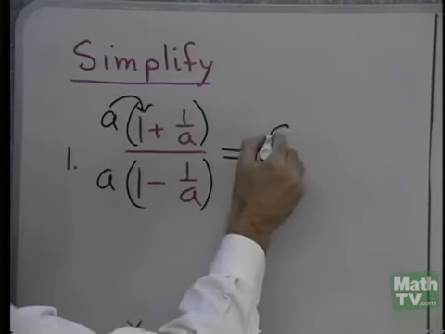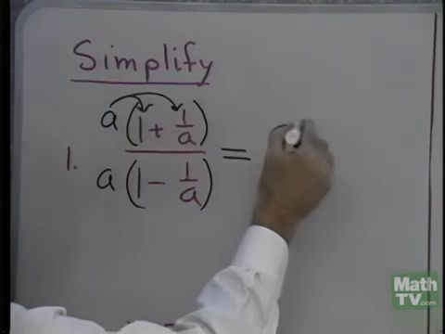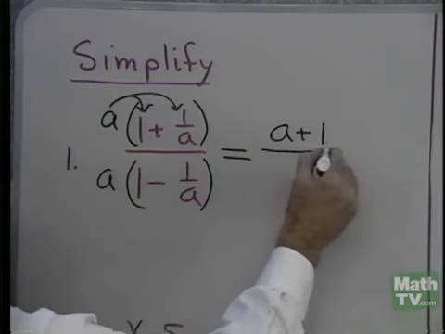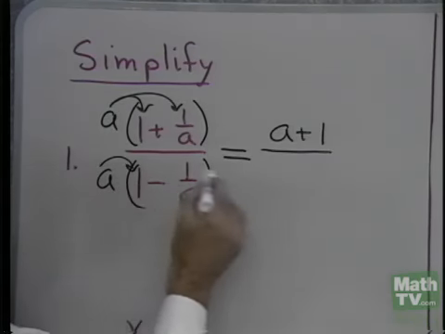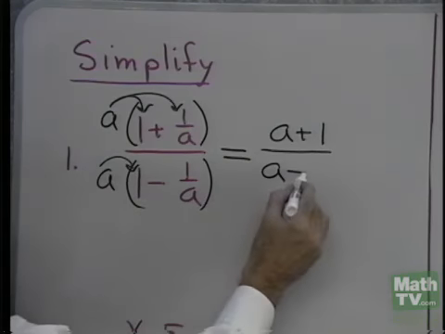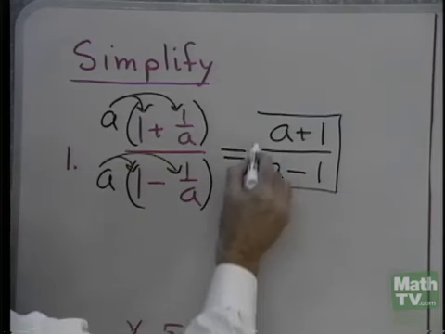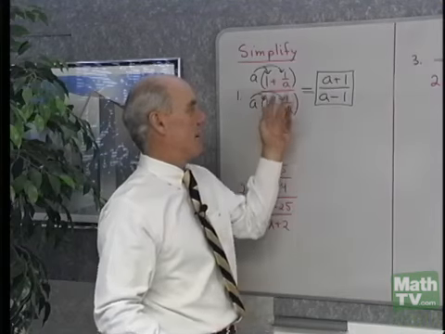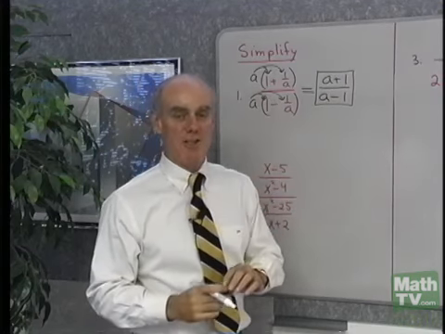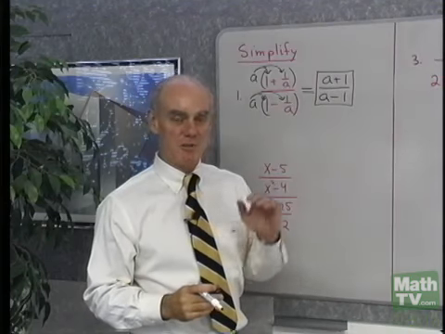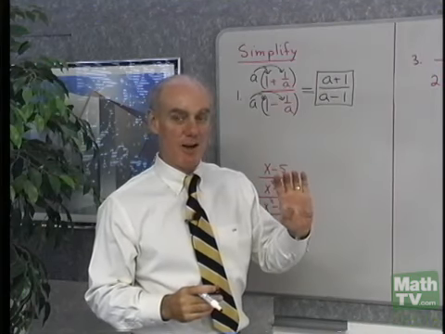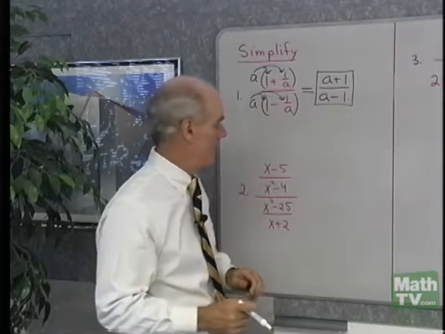A times 1 is a. A times 1 over a is 1. In the denominator, a times 1 is a, minus a times 1 over a is 1. And there's the simplified version of my original complex fraction, and I did it by finding the least common denominator for all the small fractions, multiplying the numerator and denominator of the complex fraction by that expression.